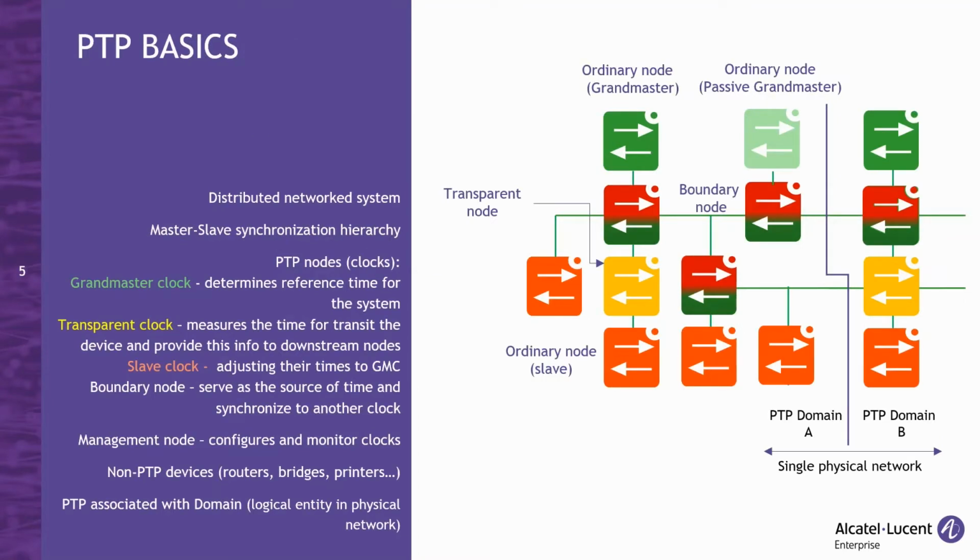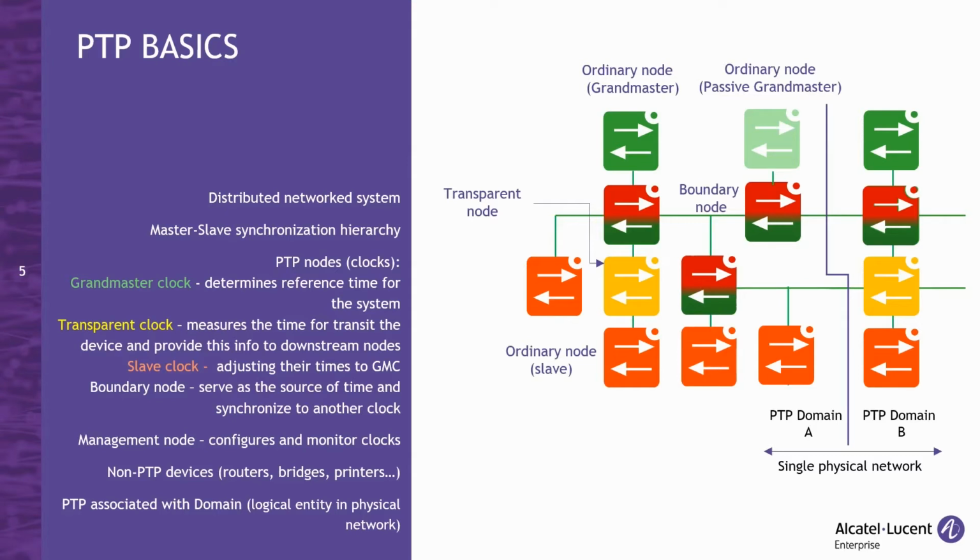So let's start with basics here. PTP is a clock synchronization protocol that specifies how clocks in the network synchronize among each other. It is applicable to distributed systems with multiple nodes that communicate over the network. Synchronization is done through master-slave hierarchy. On the top of that hierarchy, there is a grandmaster clock that determines the reference time for the entire system. Slave clocks will use PTP protocol to adjust their time to the grandmaster clock in this hierarchy.